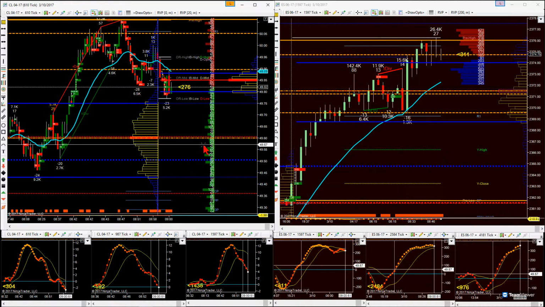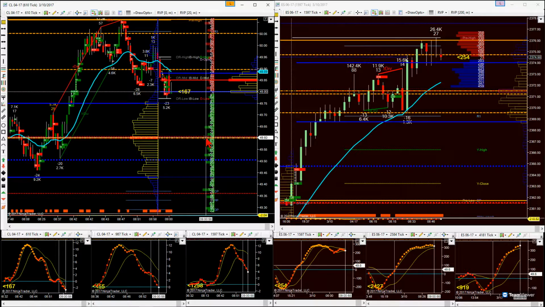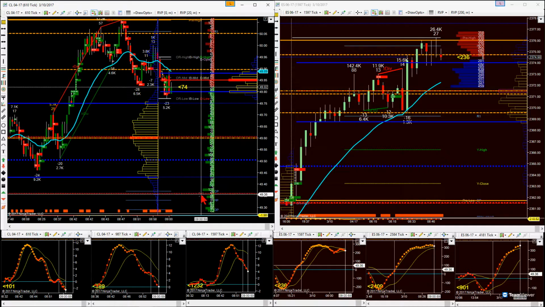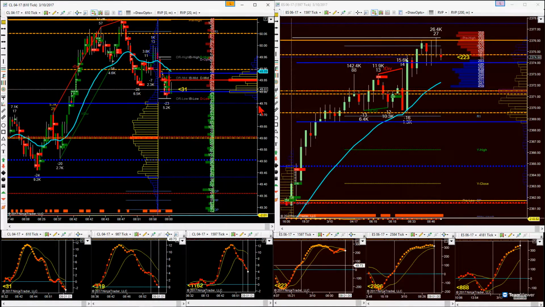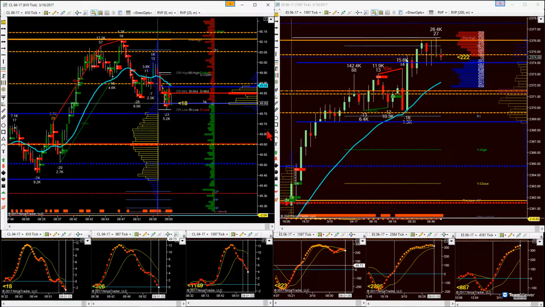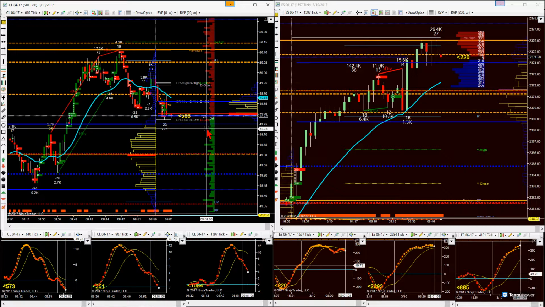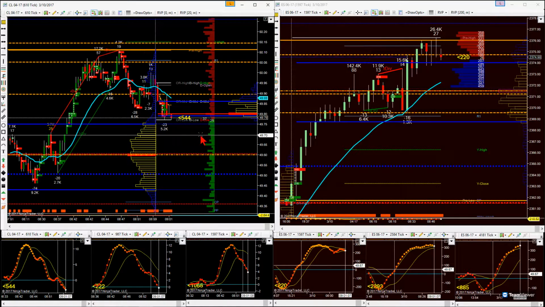But really what we're watching for is going to be a test of this range here on the downside: the overnight VPOC, yesterday's value area high, this former VPOC. So we're going to wait to see if we can get down towards there before starting to try to take any long trades.